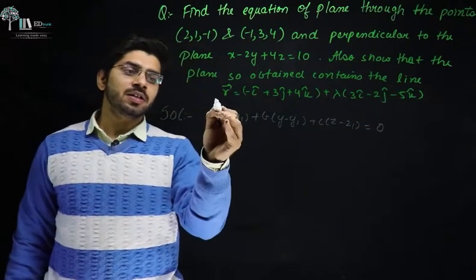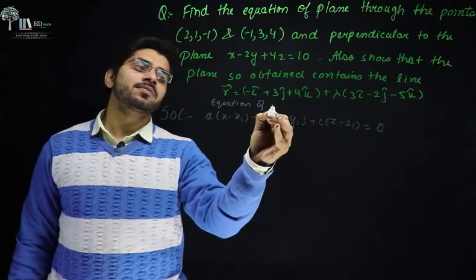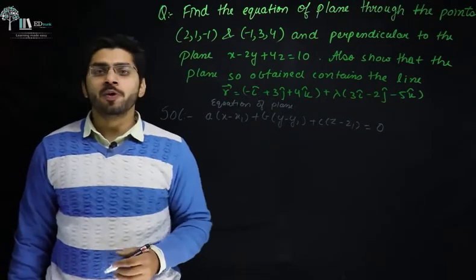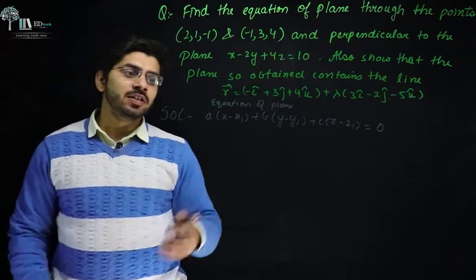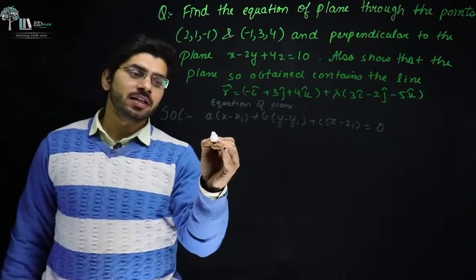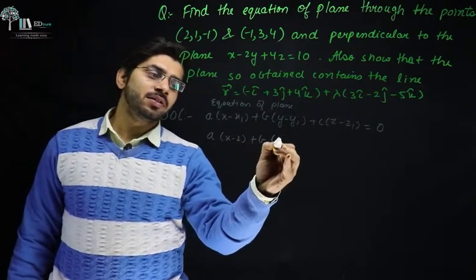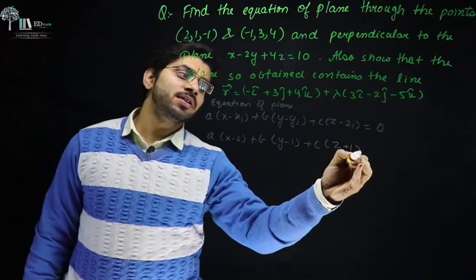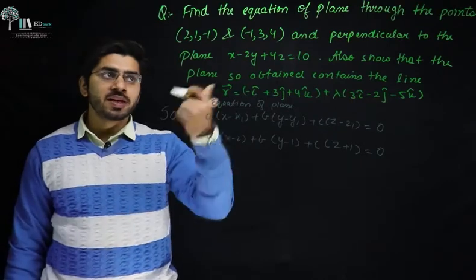So this is the equation of the plane we have considered. We are given 2 points. The first point is (2, 1, minus 1), so we can replace this point here. So I will get a(x minus 2) plus b(y minus 1) plus c(z plus 1) equals 0.